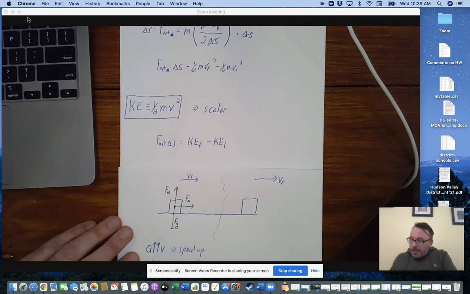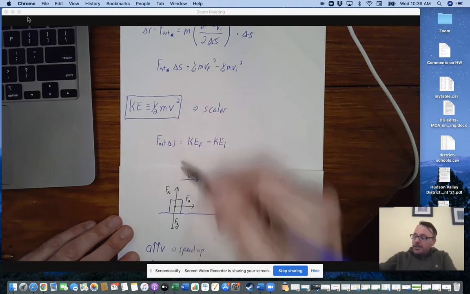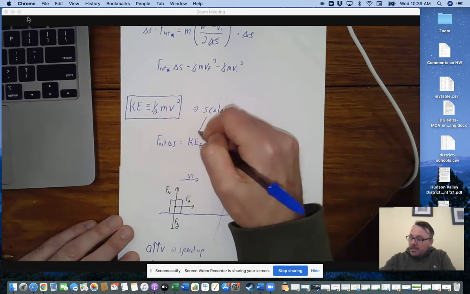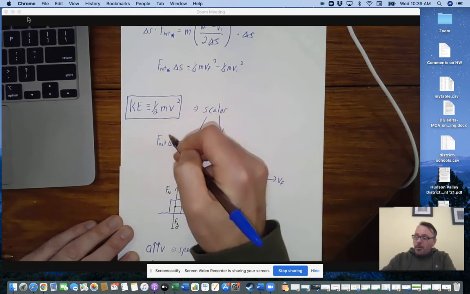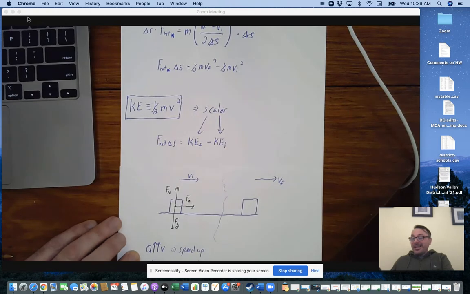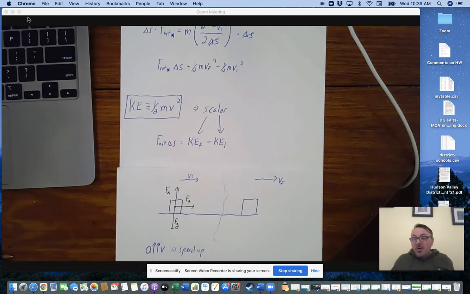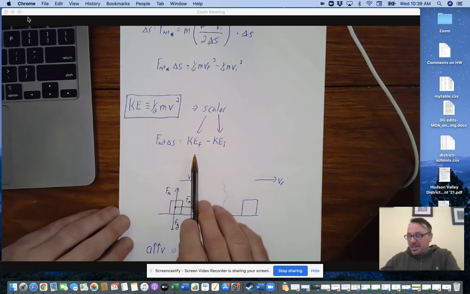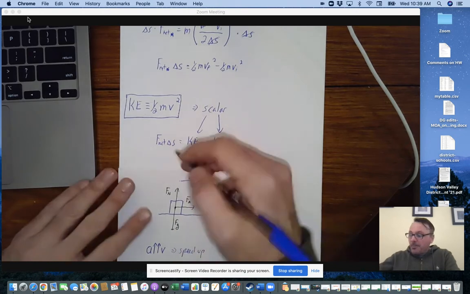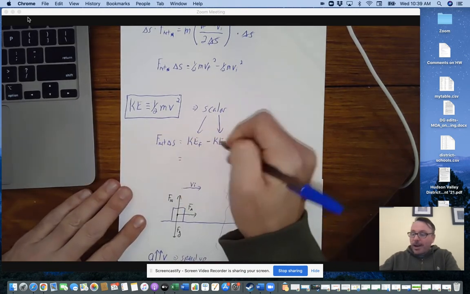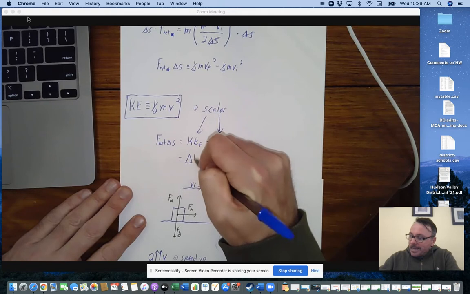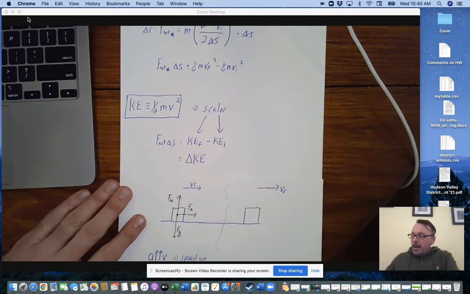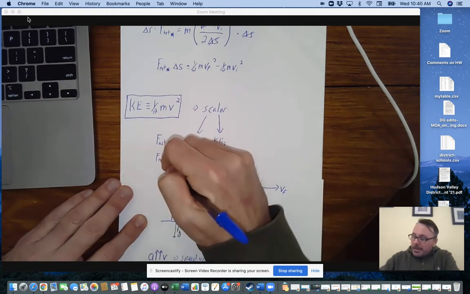But there's a problem here. The problem is we just defined this as a scalar and this as a scalar, but what we have over here is two vectors. Force is a vector, therefore net force is a vector, and displacement is a vector. So I have a vector times a vector yielding this scalar minus a scalar. Now, I can actually collapse the right side of this equation to be delta KE, and that's just a little bit neater looking.